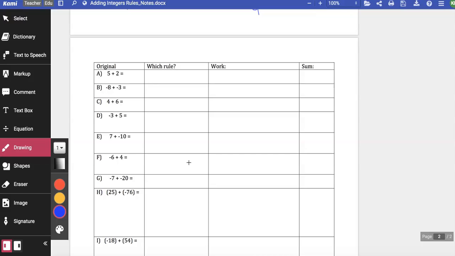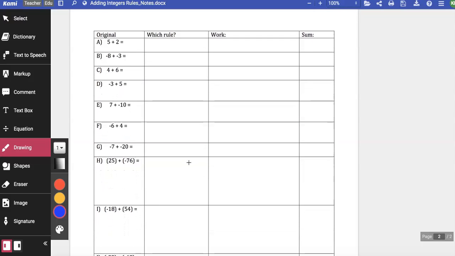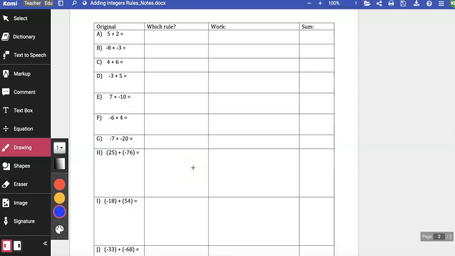Now that we've summarized the rules, let's come down to this chart. You are going to be completing a chart like this on your own, and then you'll be checking your answers using an answer key. So we're going to fill out a chart together so that you get an idea of how you're supposed to do this assignment. So the original problem says 5 plus 2. And which rule do we use?